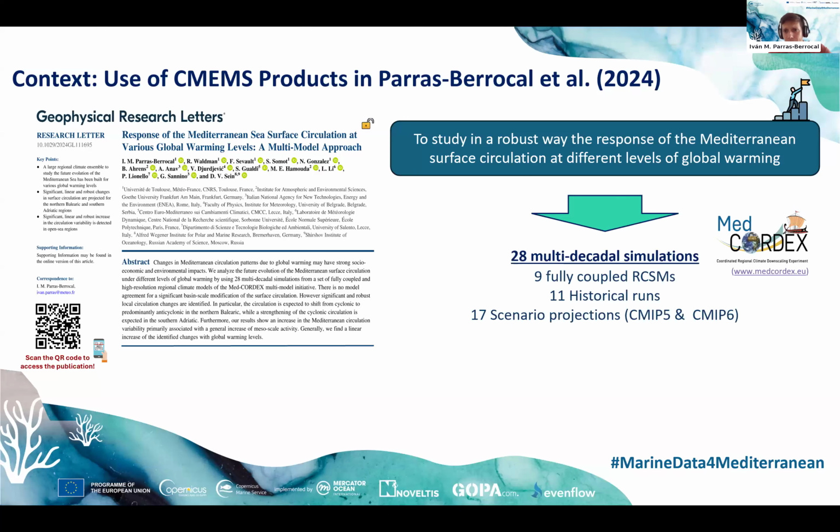To achieve this goal, we collected all available information from fully coupled regional climate system models from the MedCordex framework. In total, we collected 28 multi-decadal simulations from 9 different regional climate system models. Among the simulations, 11 were historical simulations and 17 scenario projections, including low, moderate, and high emission scenarios from CMIP5 and CMIP6 exercises. So this was the largest ensemble ever used to analyze the Mediterranean climate.